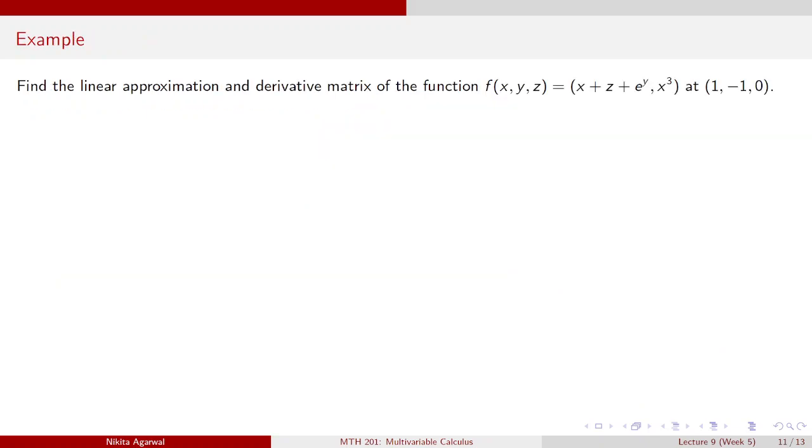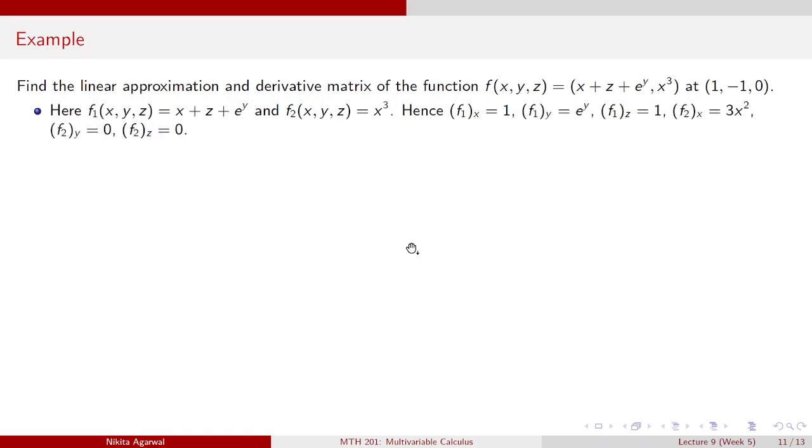So let us look at this example to make things more clear. You are given a function from R3 to R2, right? Three variables to two variables. You have to find the linear approximation and the derivative matrix at the given point. So let us first compute the components of this function. The first component is x plus z plus e to the y, and the second component is x cubed.